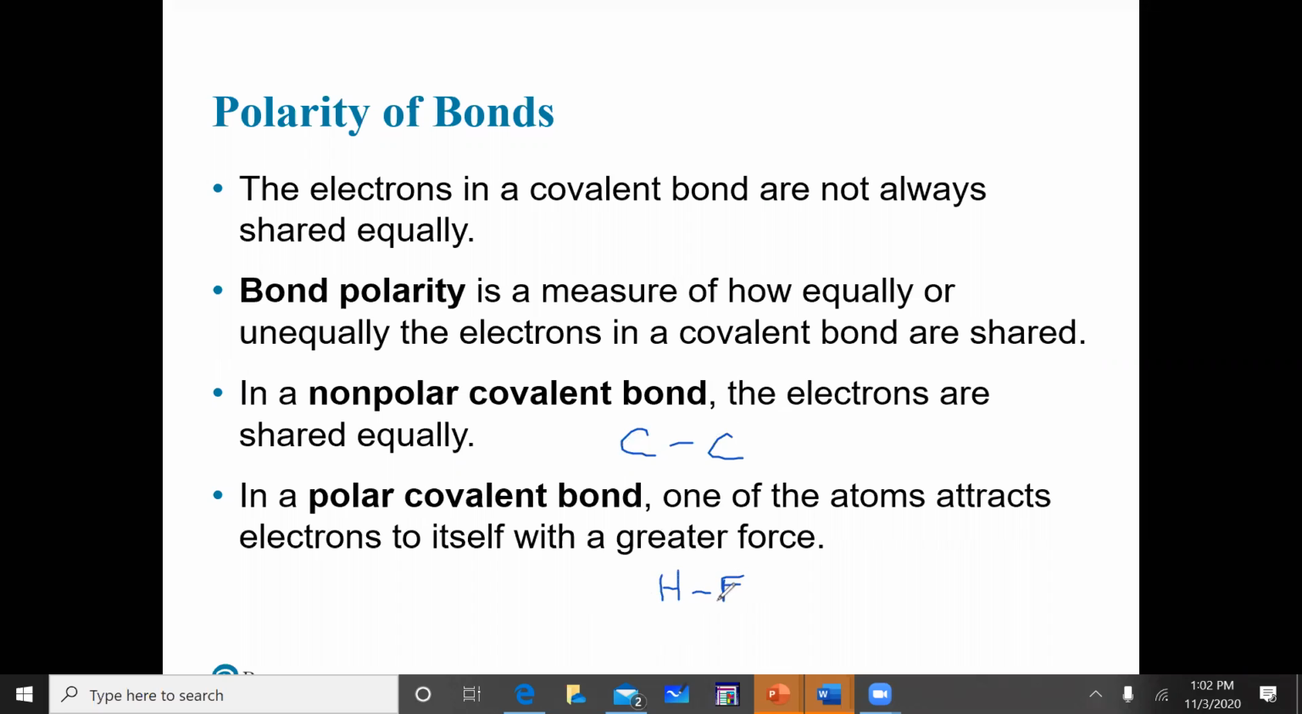A polar covalent bond is going to be like H bonded to F. In this case, fluorine is much greedier than hydrogen is for the electrons. So because these 2 shared electrons are going to sit a little closer to the fluorine, there's going to be a negative charge on the molecule over here, and there's going to be a positive charge over by the hydrogen. And this asymmetry in charge over the whole molecule is what makes it polar. Non-polar is going to be this sort of equal sharing.